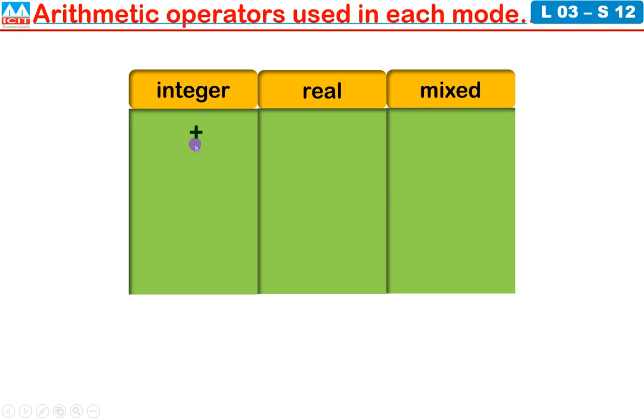In integer mode we have plus, real mode lo undi, mixed mode lo kuda undi. Minus is also there in all the 3 modes. Star is also there in all the 3 modes. Slash is there in all the 3 modes, but modulo is there only in integer mode. Whereas in real mode and mixed mode, modulo will not be operated.